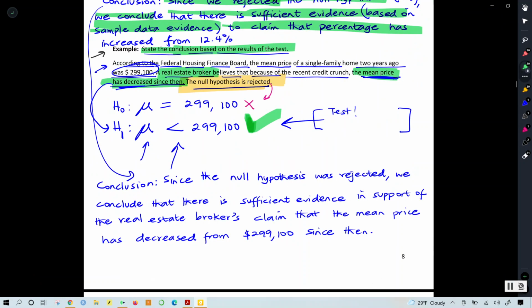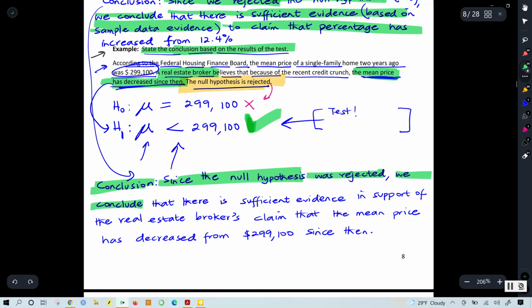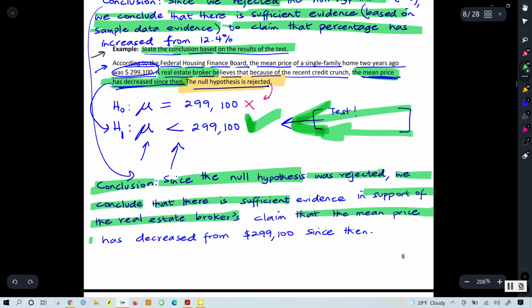So the conclusion would be that since the null hypothesis was rejected, we conclude that there is sufficient evidence in support of the claim of the real estate broker that the mean price has decreased from $299,100 since then.